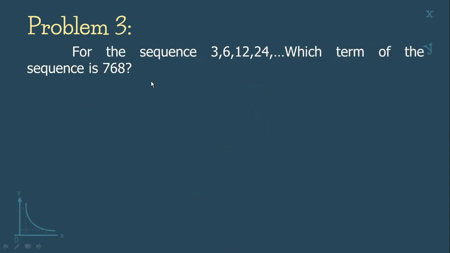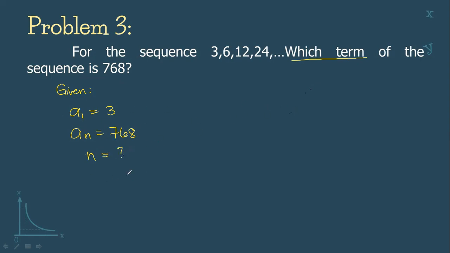Okay, how about this one? So in this problem, for the sequence 3, 6, 12, 24, which term of the sequence is 768? So again, first things first, we need to identify the given. So in this problem, the given are, so we have the first term, diba? The first term here is 3, and the last term, a sub n natin, is 768. We are asked for which term. So, ibig sabihin, ang pinapahanap sa atin is si n. So, siya po yung question mark.